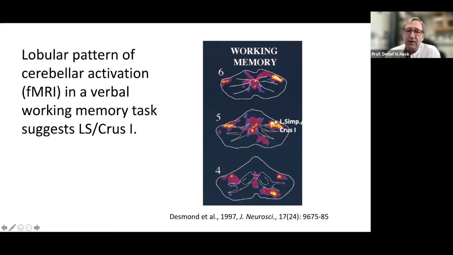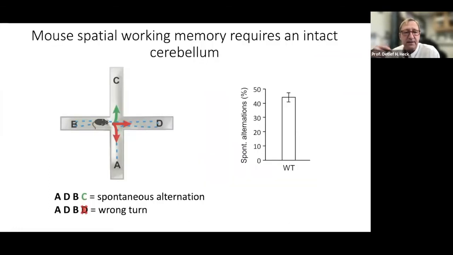That's a good start. So we can now look in mice in a working memory task, and ask if Crus 1 or lobulus simplex are involved in that. Of course, verbal memory doesn't work in mice, but mice can be tested for their spatial working memory. They of course have spatial memory, and spatial ability is quite important for their natural survival. And you can test that in a very simple assay, which is shown here.